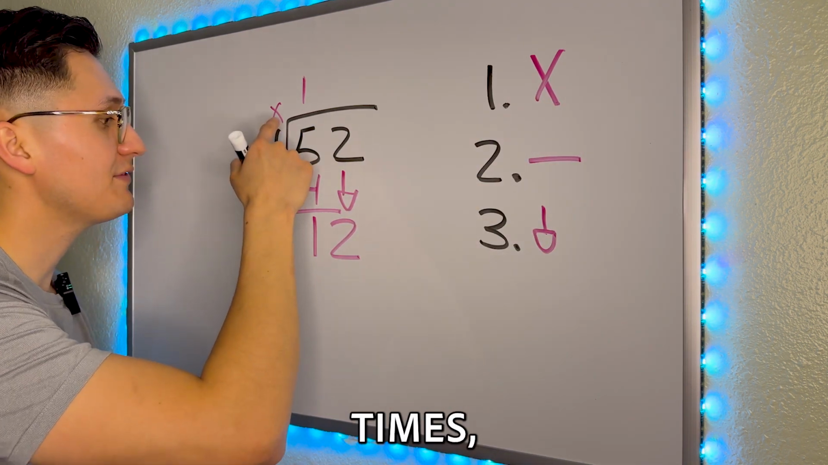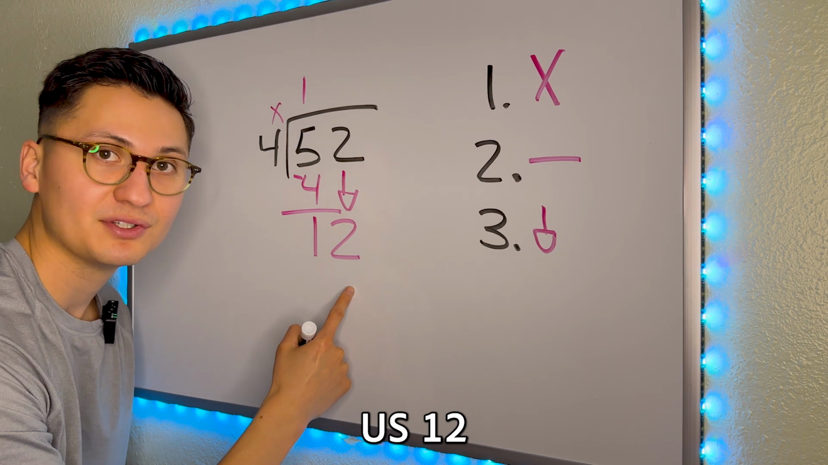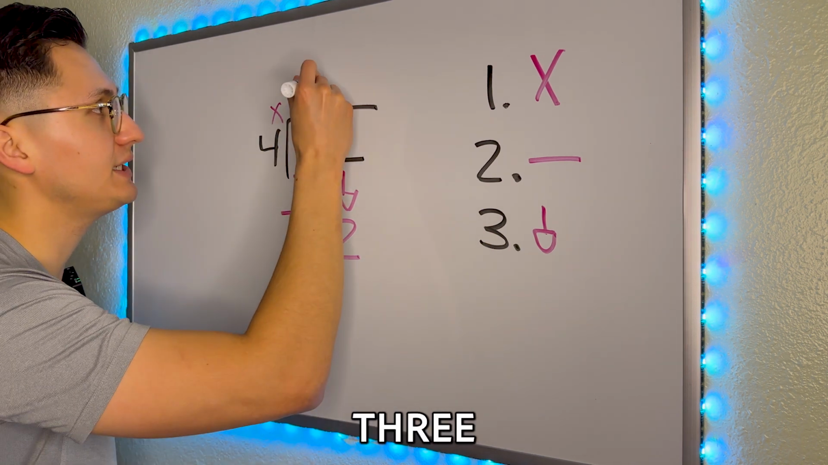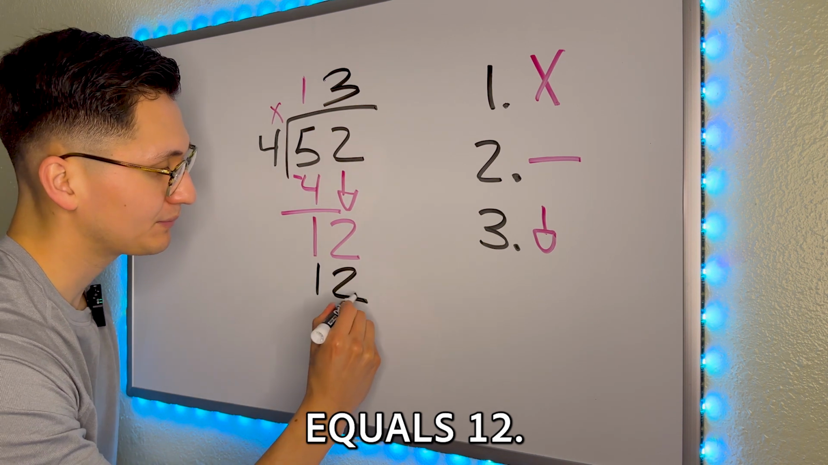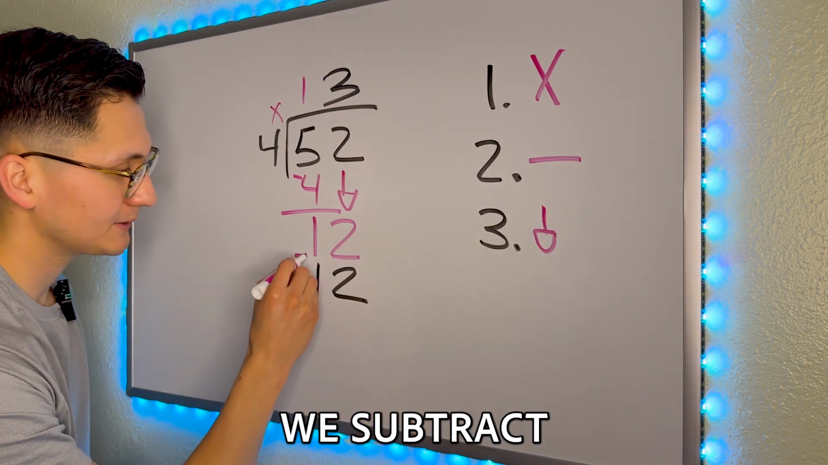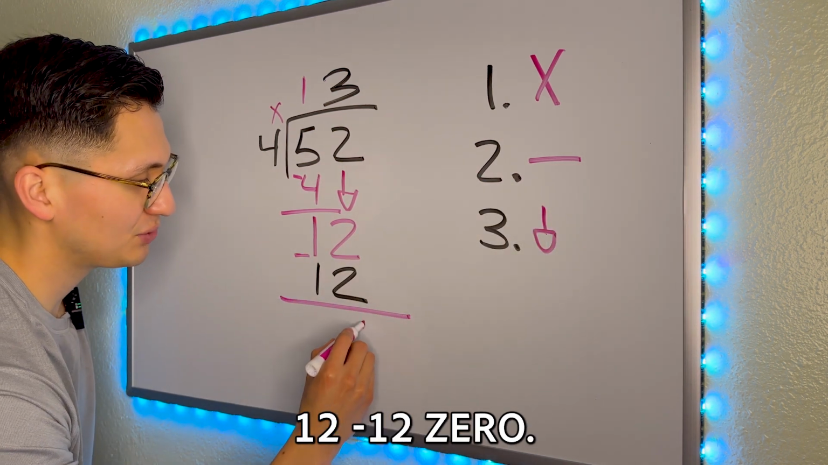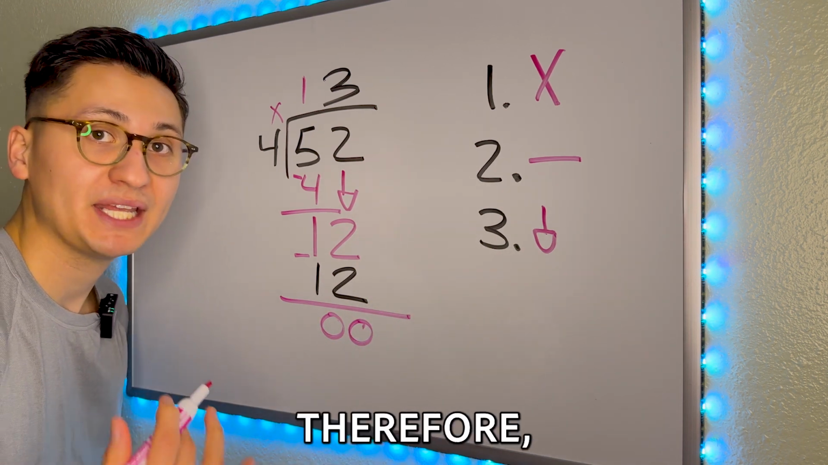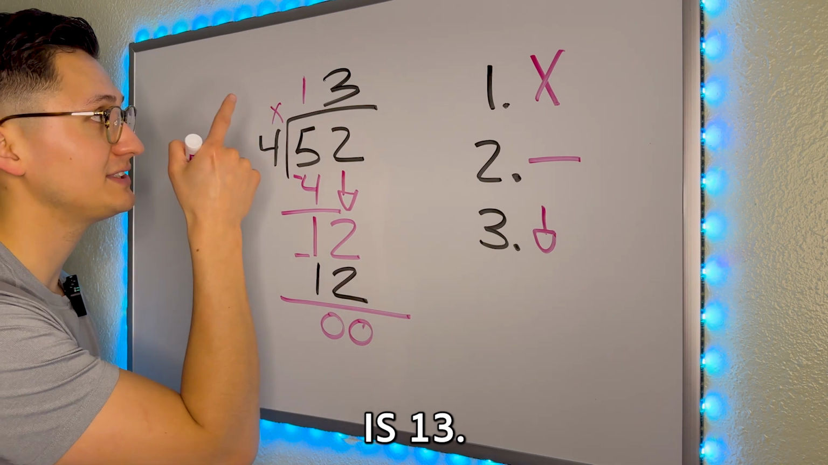So 4 times what is going to give us 12? Well, 4, 8, 12. 4 times 3 equals 12. Step 2, we subtract. 12 minus 12 is 0. And step 3, there's nothing left to bring down. Therefore, the answer is 13.